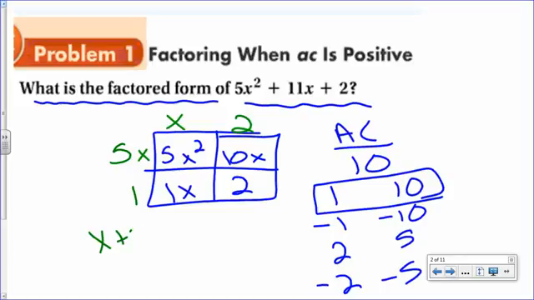x plus 2 and 5x plus 1. Now, if you FOIL that back out or use a table, you will get that original answer up top there, so you know you have the right answer. So not much different today, guys. What's nice about this table is there's the old way, which would have taken a lot of time. This is fairly quick using this table method.